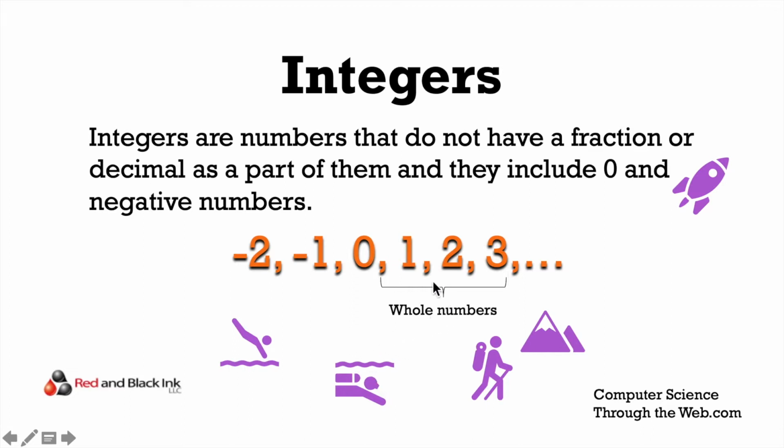And then also, obviously, you have the positive part of integers. So let's say you were a hiker, going up a mountain or something like that, and you had to go up so many feet. You could express that in integers. So integers are a way of looking at numbers that are not fractions. They have whole numbers as a part of them, but they do also include negative numbers as well.